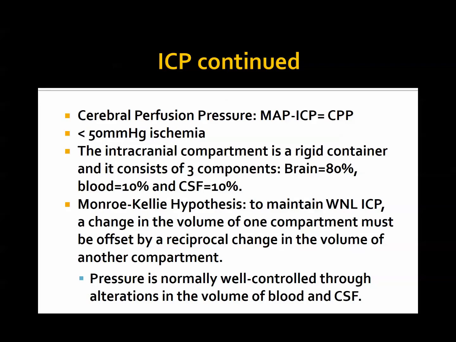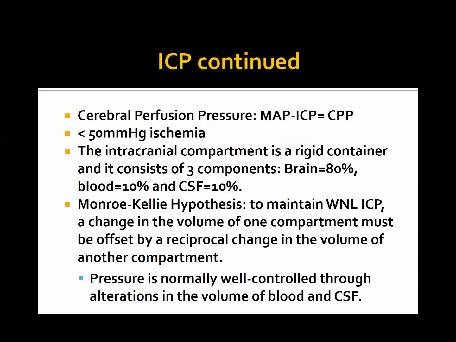So there's something called the Monro-Kelly hypothesis, and that is a hypothesis that says basically in order to maintain normal intracranial pressure, a change in the volume of one of those compartments must be offset by a reciprocal change in the volume of another one. So if your brain tissue edema goes up, then we have to decrease the CSF, or we have to decrease the size of the vessel diameter. So something's got to give, basically, is the Monro-Kelly hypothesis.